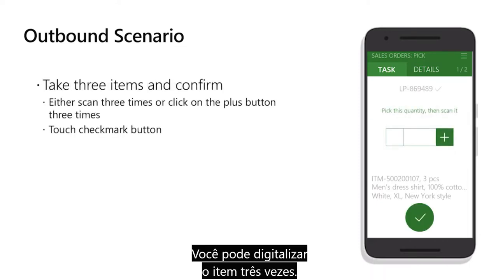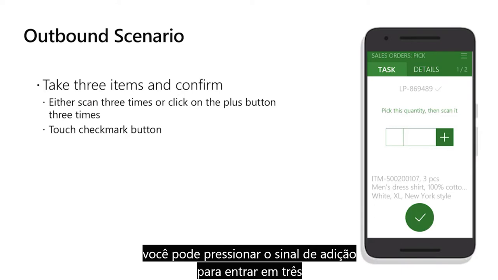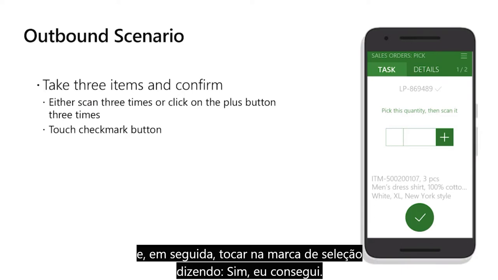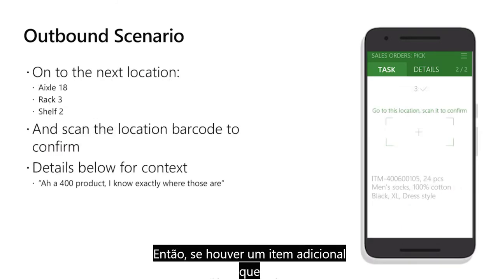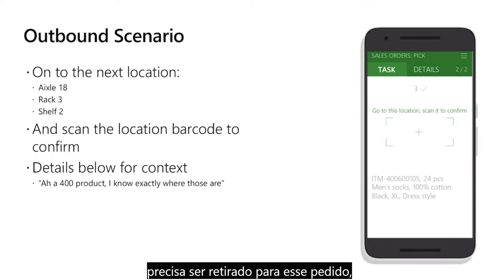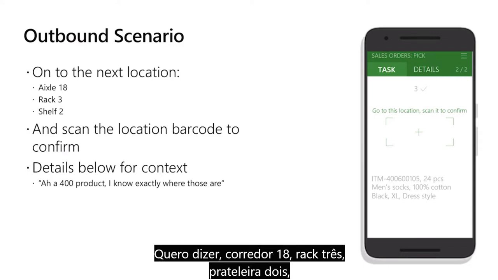So you can either scan the item 3 times, scanning each item individually, or you can press the plus sign to enter in 3, and then you'll hit the check mark saying, yes, I've gotten it. Then, if there's an additional item that needs to be picked for that order, it'll tell you the next location. So in this case, we're going to aisle 18, rack 3, shelf 2, and then you'll scan the barcode right there.